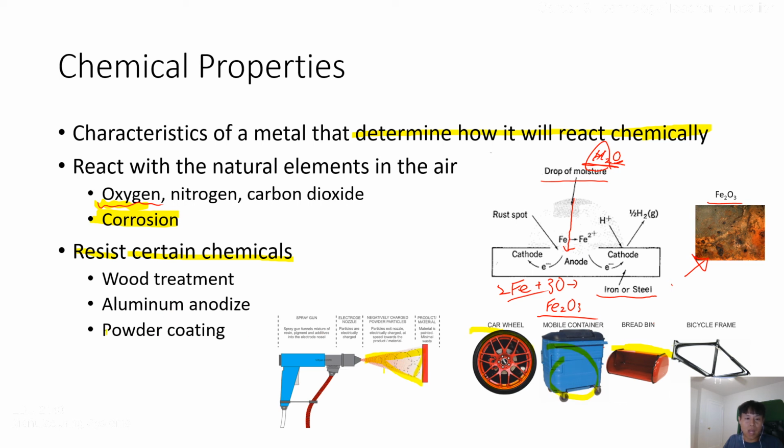So this is called powder coating. Using powder to paint the metal and then prevent the corrosion. And then another way is aluminum and anodizing.